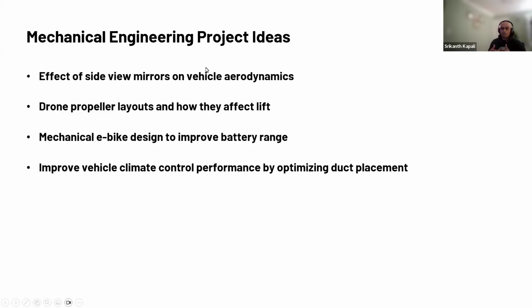The other one is, when summers are getting hotter, and the cold air is not reaching us fast enough. So how can we optimize the climate control inside cars by seeing where we can position the air duct? You can do some sort of mechanical engineering and computational fluid dynamics analysis to see where to position the ducts so that you can cool the car down as fast as you would like.